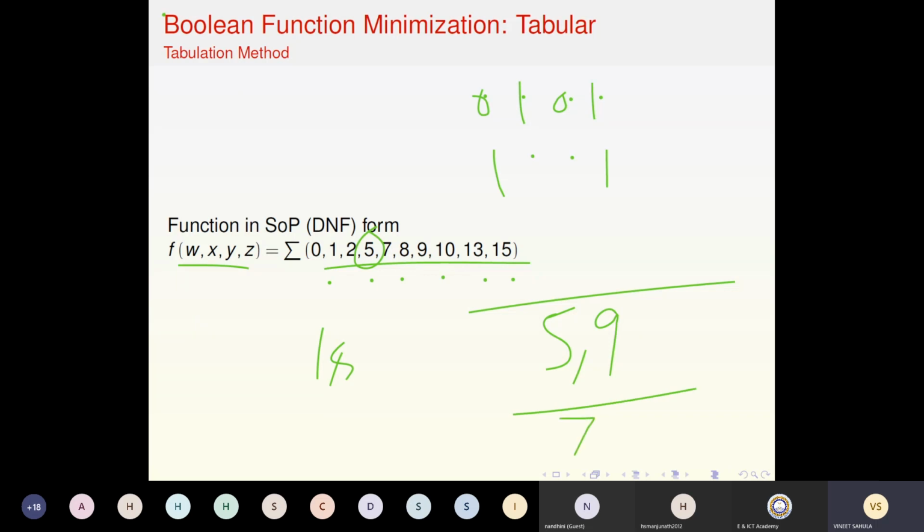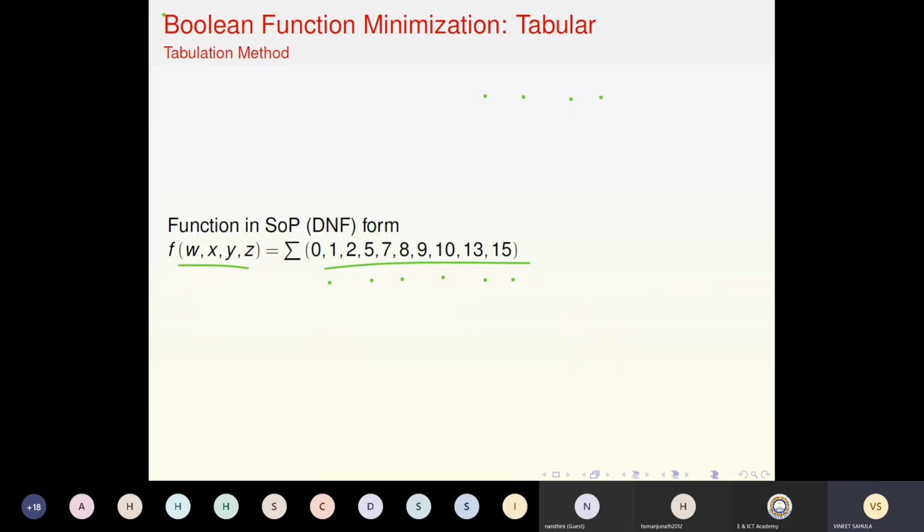7 has 3 ones. 15 has 4 ones. So I have to group them that way. So for 4 variables, how many rows will be there? How many rows will be there? So for 4 places, I can have no ones, 0 ones. So I have one group. I can have one 1, another group. 2 ones, another group. 3 ones, another group. 4 ones, another group. So I have 5 groups now.